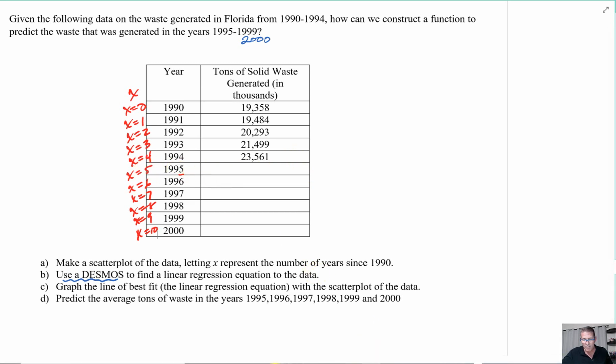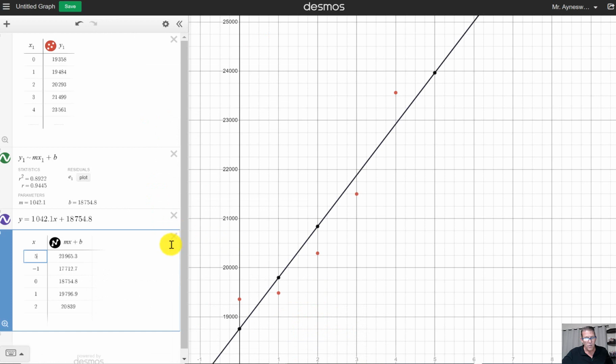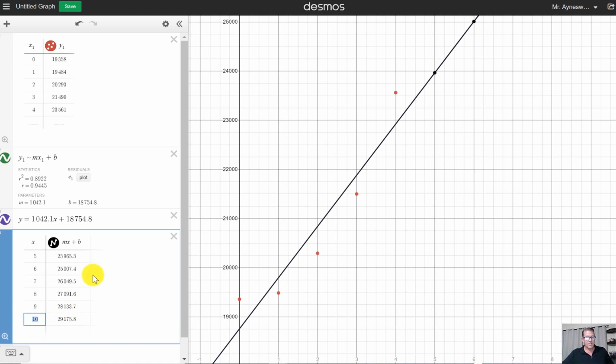So when you want to enter in 5, right? So we enter in 5, and we expect that the tonnage would be 23,965,000 tons. Okay, it's huge. You type in 6 to get 2006, type in 7 to get 2007, 8 to get 2008, and then 9 to get 2009, and so on. One more time, and you can get all the way to the next year, which would be 2000.